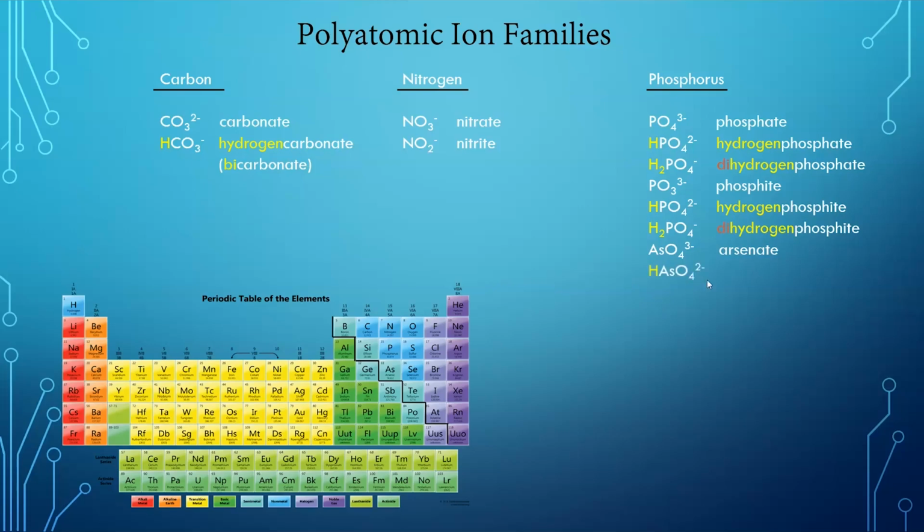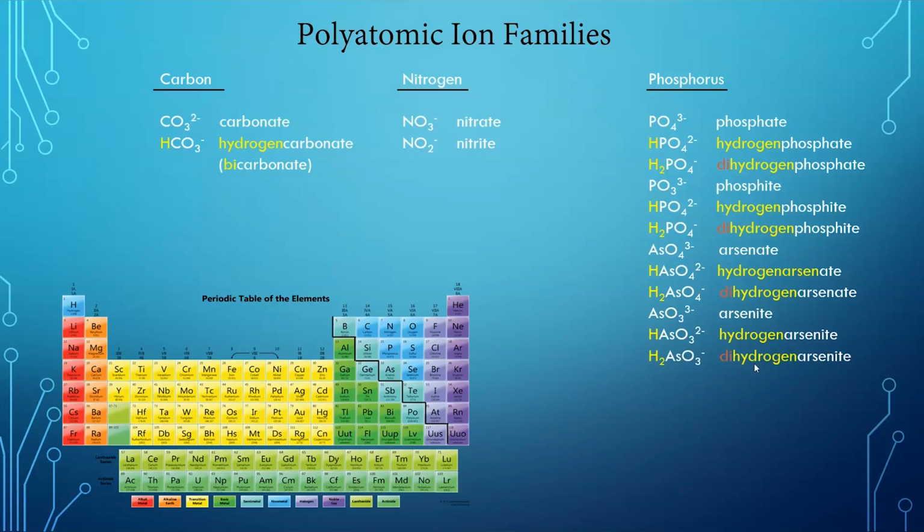We can add a hydrogen and make it into hydrogen arsenate. We can add a second hydrogen and make it dihydrogen arsenate. We can do the same thing with the arsenates that we did with the phosphate, and that is remove an oxygen. So we can change arsenate into arsenite by removing an oxygen. We can also do the same thing with the hydrogens. If we add 1 hydrogen, we get the hydrogen arsenite, and if we add a second hydrogen, we get dihydrogen arsenite.